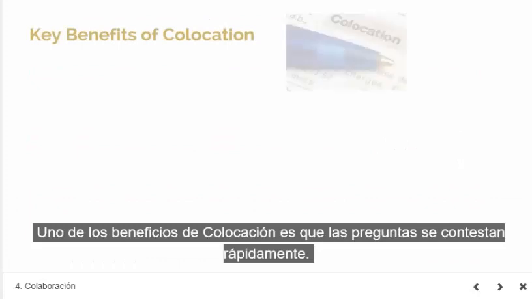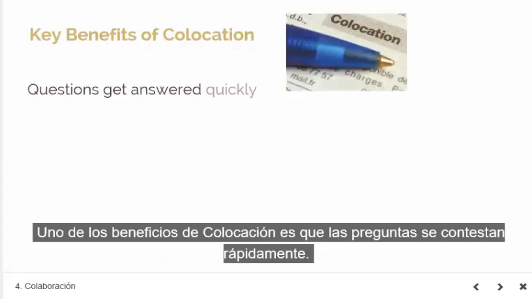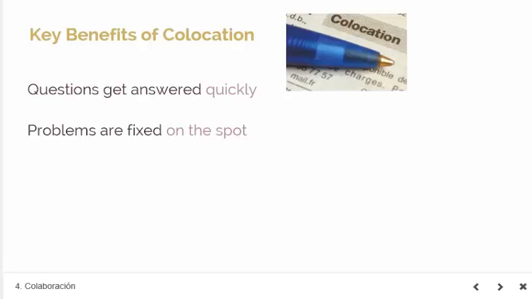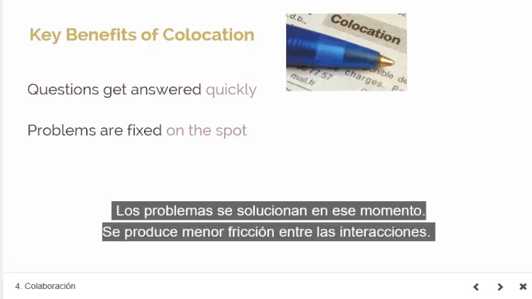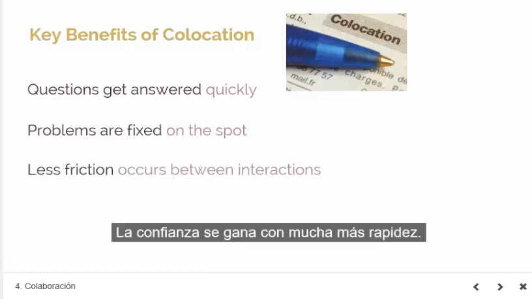One of the key benefits of co-location is that it allows questions to get answered quickly. Another benefit is that problems are fixed on the spot. With co-location, less friction occurs between interactions. In collaborative, co-located teams, trust is gained and given more quickly.